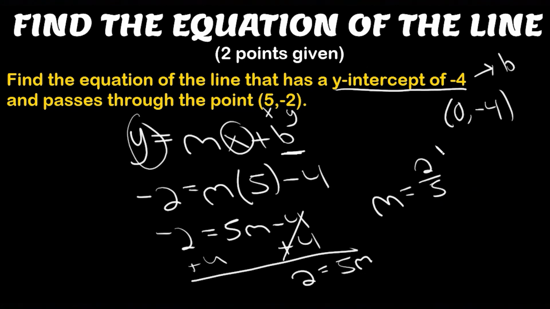Okay, and now I can put it all together. Here's my slope, here's my y-intercept of -4. So I'm going to have the following. I get y equals 2 over 5 x and then -4. Right? And that's done.